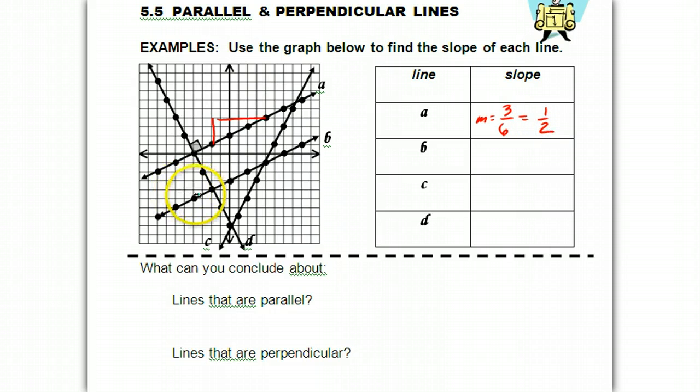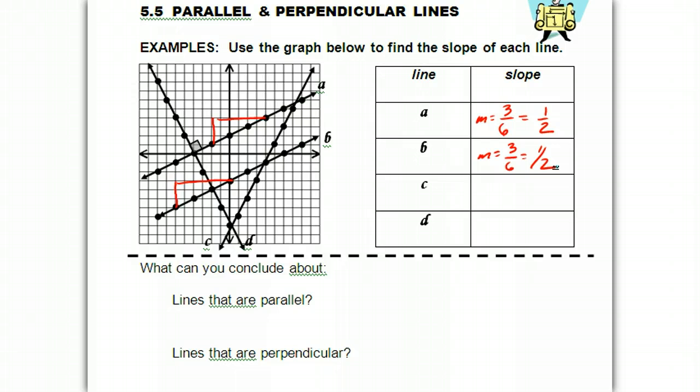If I go over to line B, I can pick 2 points. And let's choose this one here. So we'll go up 3 again. 1, 2, 3. And let's see when we go to another point on that same line B, how many over we got to go. 1, 2, 3, 4, 5, and 6. So it looks like the slope is the same for line A and B.